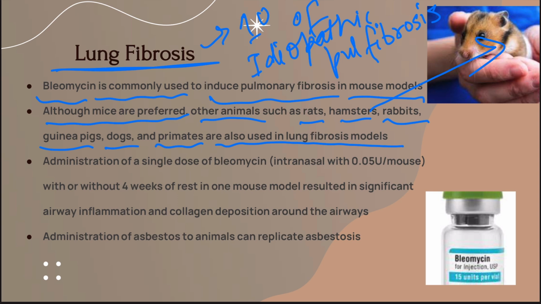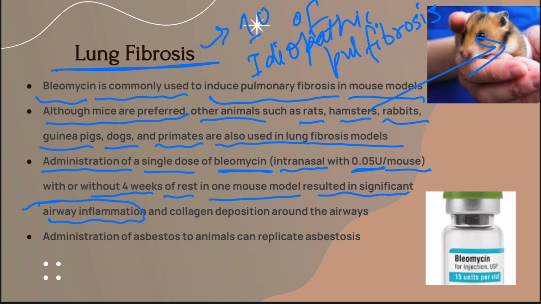So what we do is we administer a single dose of bleomycin by the intranasal route at a dose of 0.05 unit per mouse, with or without 4 weeks of rest. That is, for the next 4 weeks we will not give any dose of the drug in one mouse model, and this results in the development of significant airway inflammation and collagen deposition, which are the features of lung fibrosis in human beings also.